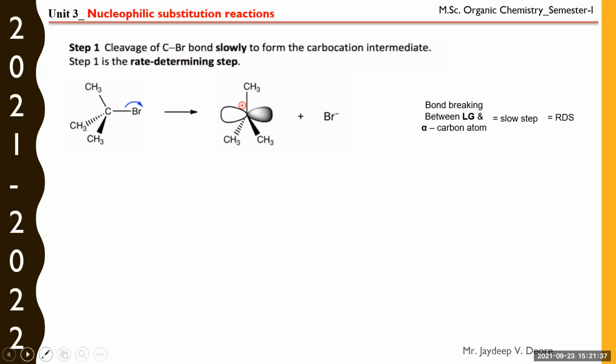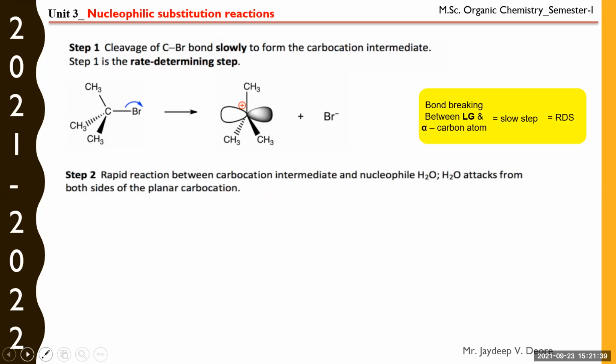In the next step, there is a rapid reaction between the carbocation intermediate, whatever intermediate is formed in the first step, and the nucleophile, just like a water molecule. We are going to hydrolyze that molecule, so we are going to react it with the water molecule.